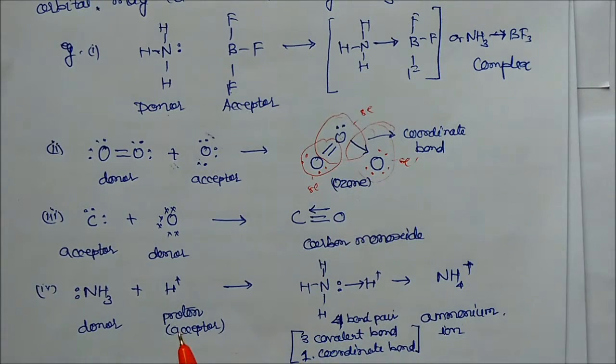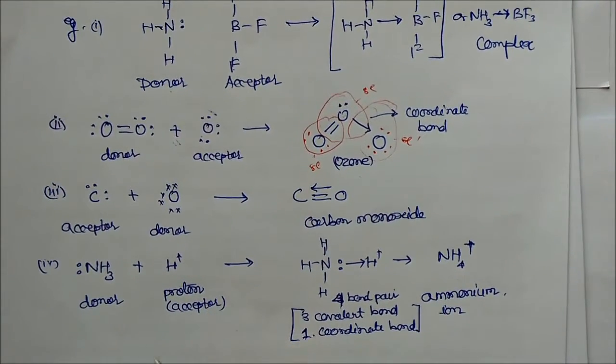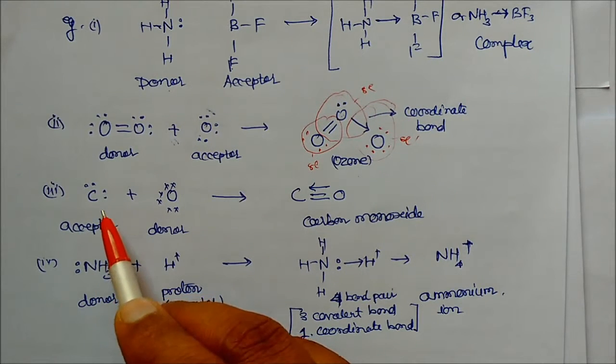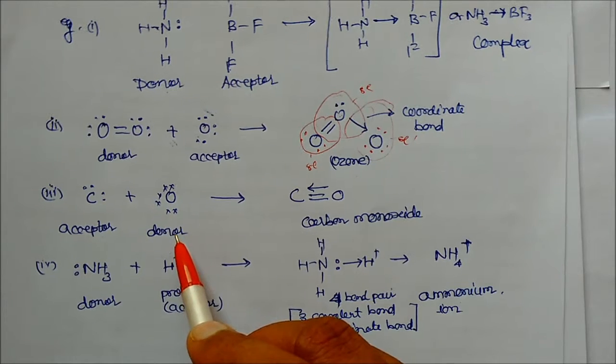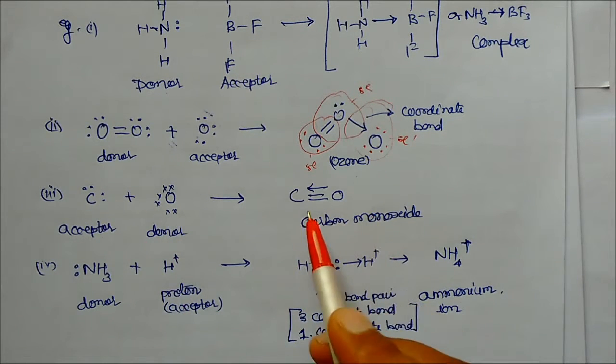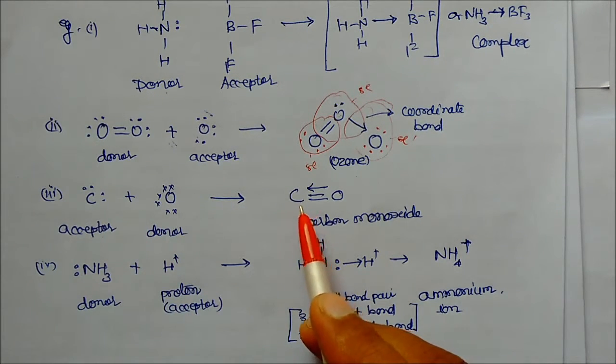Next is carbon and oxygen. In this you can see carbon has 4 electrons in its valence shell, so this is the acceptor, and oxygen has 6 electrons, so this is the donor. In the carbon monoxide molecule you can see there are 2 bonds between the carbon and oxygen.